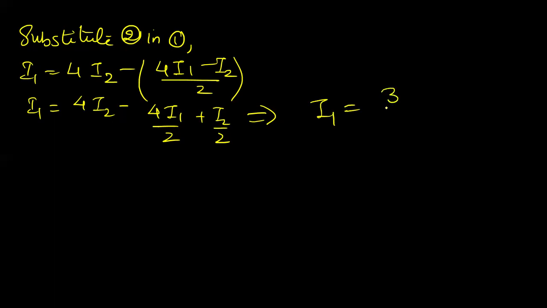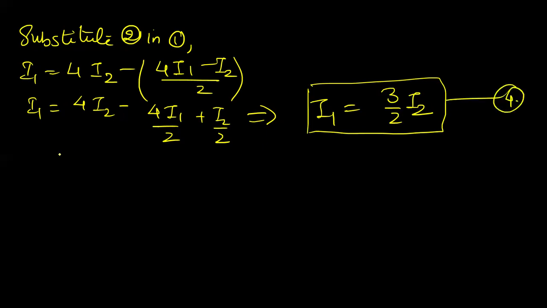Then I1 will be equal to 3 by 2 I2. I'm not solving each and every step now. It is already a lengthier sum. I expect at least this much you can solve. Only the right hand side you have to solve. You get I1 equal to 3 by 2 I2. Give this as equation 4.